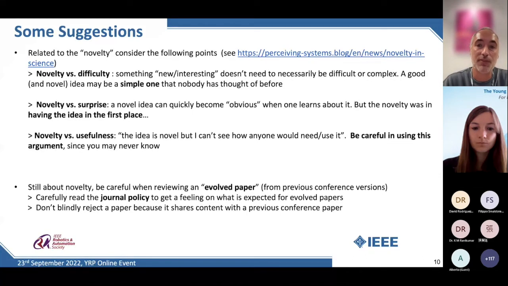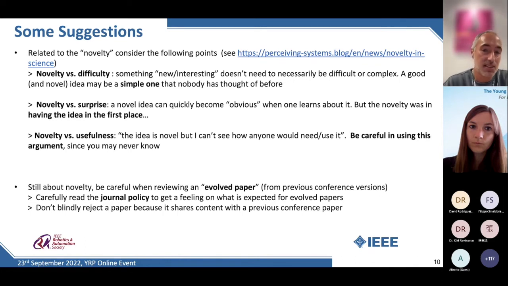But for example, if the conference paper was from IEEE, so if the conference paper was from ICRA, IROS, or T-ASE, and you are submitting to T-RO, for example, then the copyright is still within IEEE, so the authors can copy-paste the conference paper. That's no problem at all. The only point is whether the new part is significant enough or not.